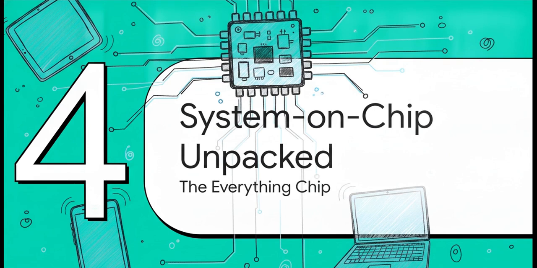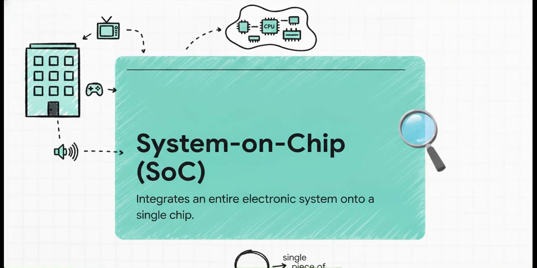Okay, Section 4. System on Chip Unpacked, the Everything Chip. This brings us perfectly to the SoC, the everything chip. This is the technology that is almost certainly powering the very device you're using to watch this explainer right now. Recall our apartment complex analogy. An SoC, or system on chip, integrates an entire electronic system onto one single piece of silicon. It doesn't just do one specific job. It does all the jobs required to run a complete system.